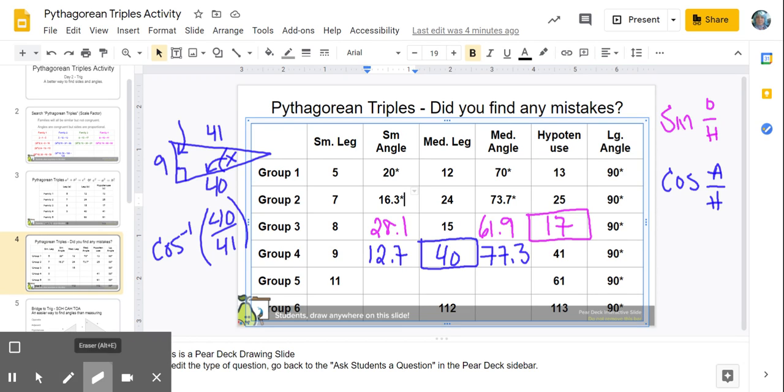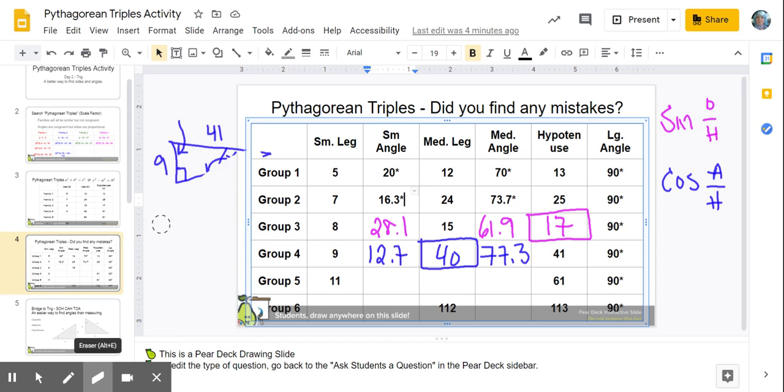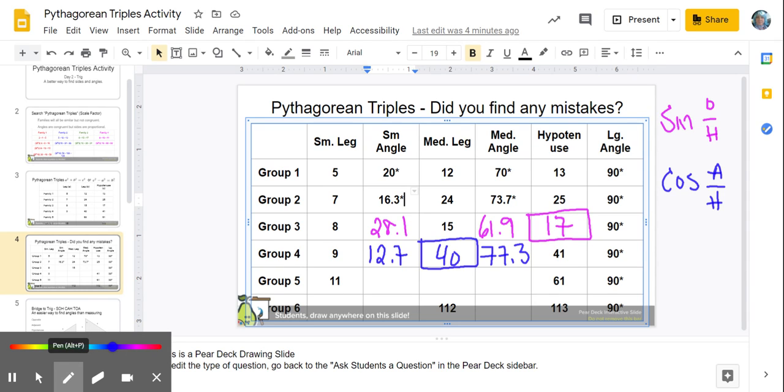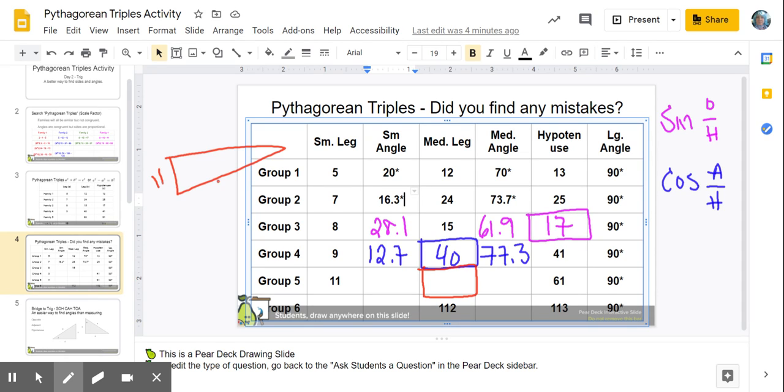Nice. Let's do one more. Let's get a new color. So what's my missing number here for the 11 and 61? 60? 11, 60, 61. Let's do this angle now. Let's do the big angle, the Y. So we haven't used tangent. Let's use that. So toa, that's O over A. What's my O from the Y?